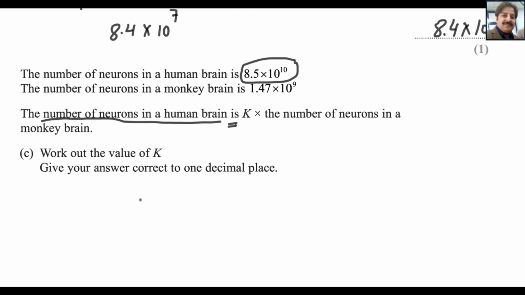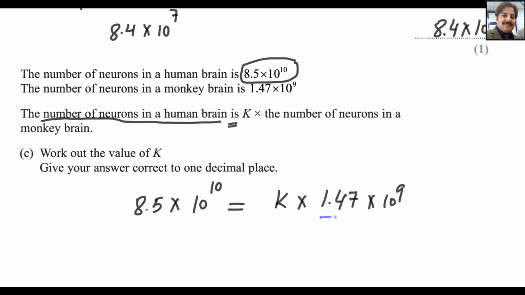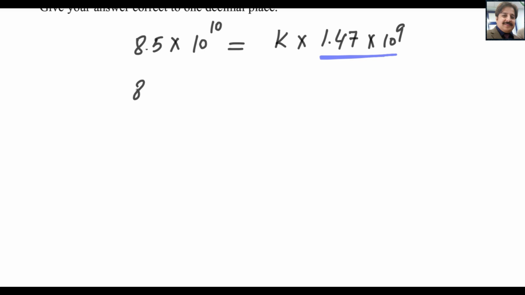So by the given condition you can write 8.5 multiply 10 to the power 10 equals k times the number of neurons in a monkey brain, that is 1.47 multiply 10 to the power 9. This number is multiplying here. If you bring it to the left side, it will divide. Therefore we can write 8.5 multiply 10 to the power 10 divided by 1.47 multiply 10 to the power 9 equals k.